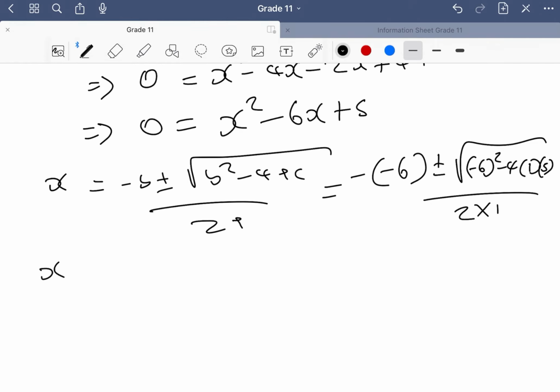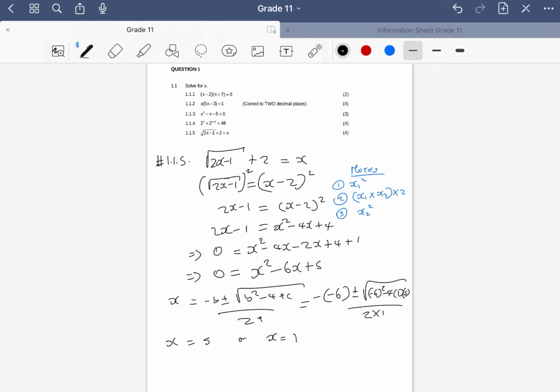So you can quickly go to your calculator and punch this, or use whatever method you know to solve for this. As long as you are sure how to get the answer, that's still fine. So negative of negative 6, plus the square root of negative 6 squared minus 4 times 1 times 5, divided by 2 times 1. You get x equal to 5, or if you change the positive sign to negative, you get x equal to 1. So that's your answer, x equal to 5 or x equal to 1. Boom, that's how you would solve this.